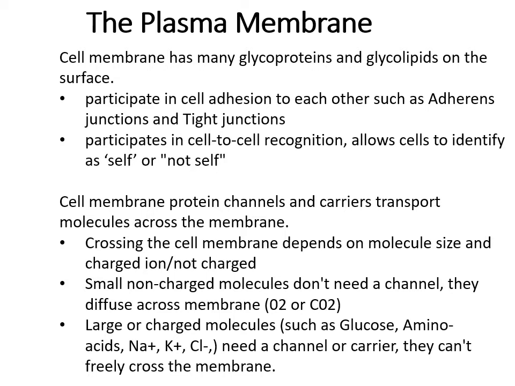Okay, so let's go over some of these functions. One of them will be to adhere to other cells. So you're going to have proteins in the cell membrane that will allow it to hold on to other cells. So for example, with tight junctions, or what are called adherens junctions, so that cells in a particular area can form a structure and hold on to each other.